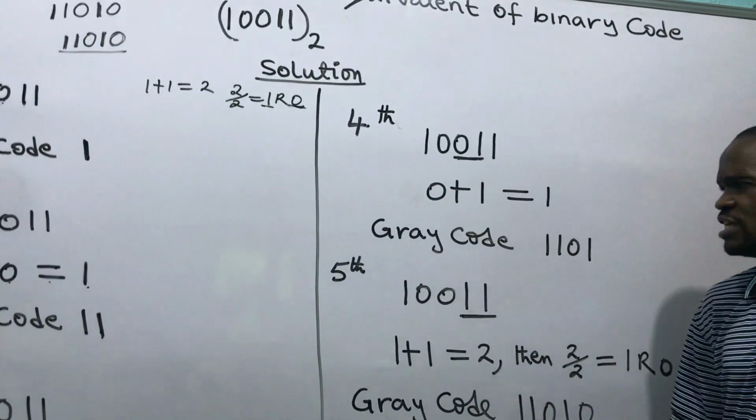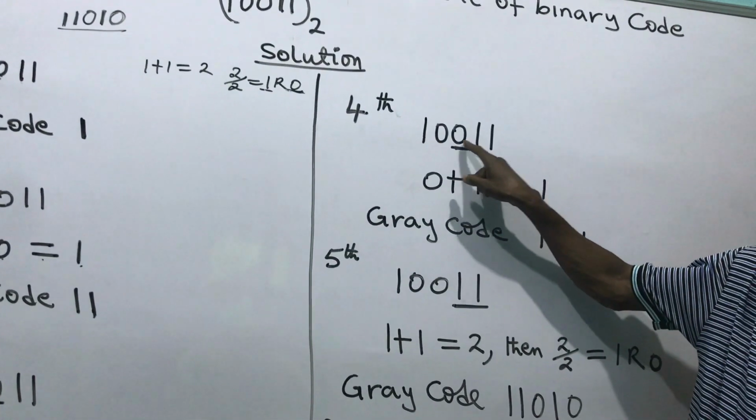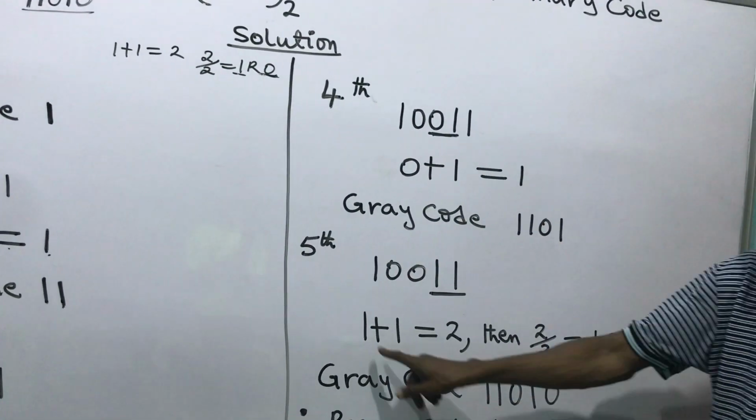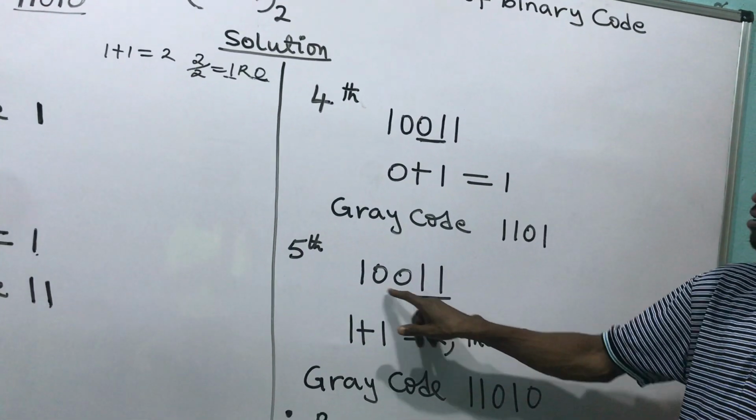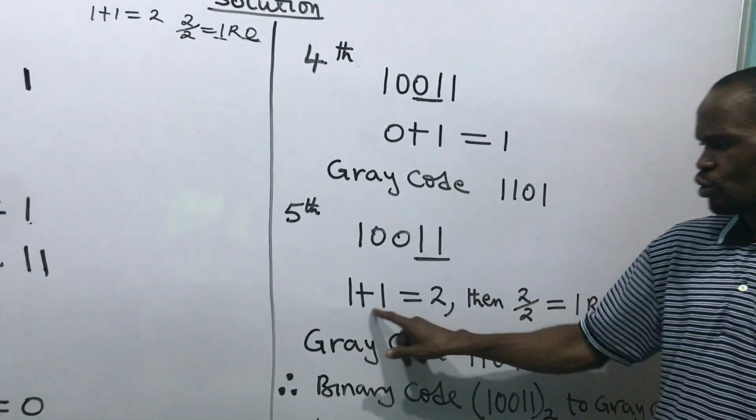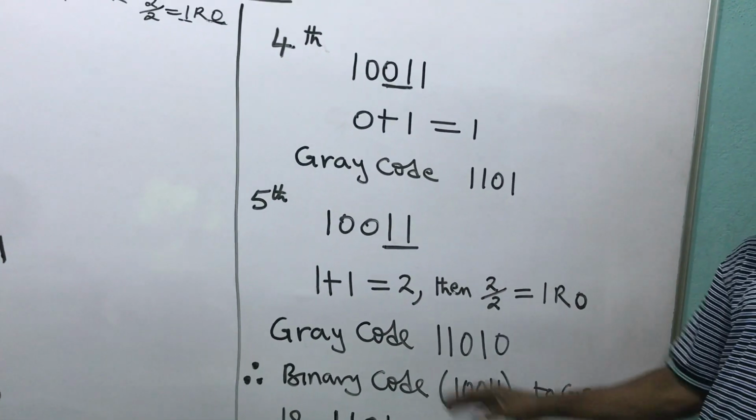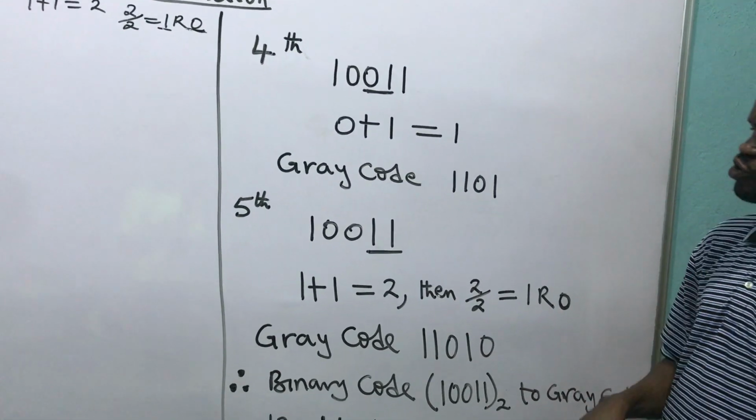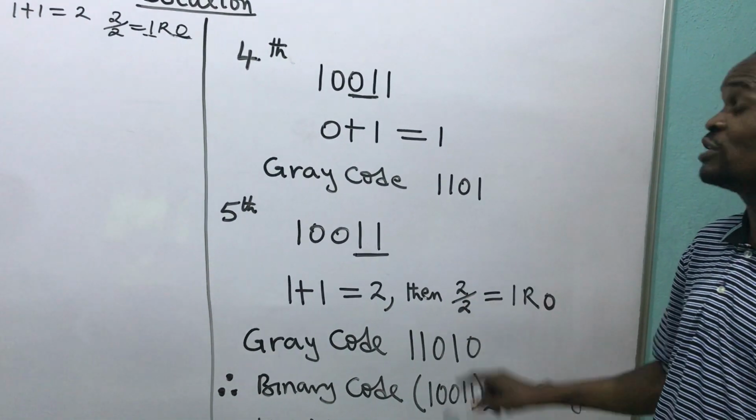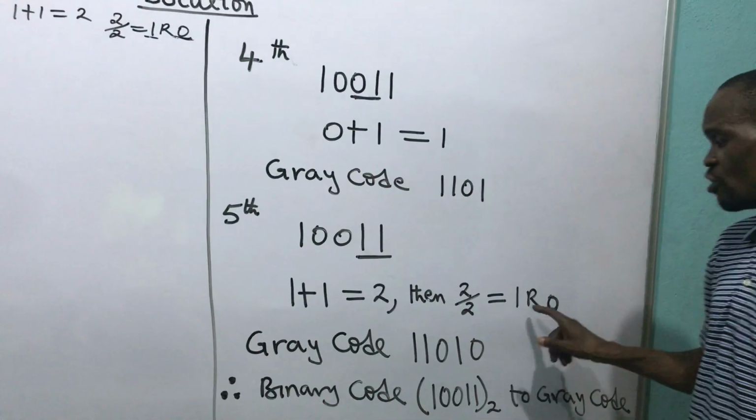Then when I finish it, the next one now, I've added 0 to 1. That means the next one will be what? 1 to 1. That means 1 plus 1. Look at it here. The fifth step is what? 1 to 1. That's 1 plus 1 giving me 2. Then I cannot write 2 in base 2. Therefore, I have to say 2 divided by 2, and that gives me a quotient of 1, remainder 0.